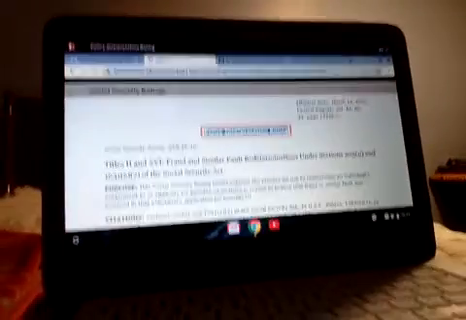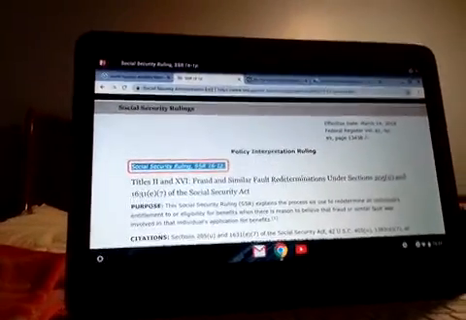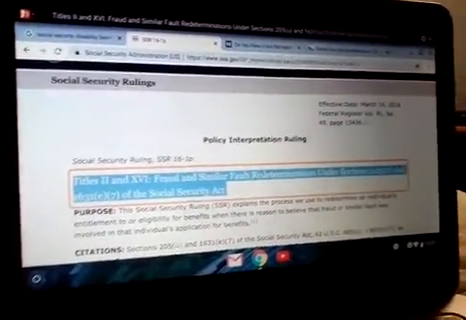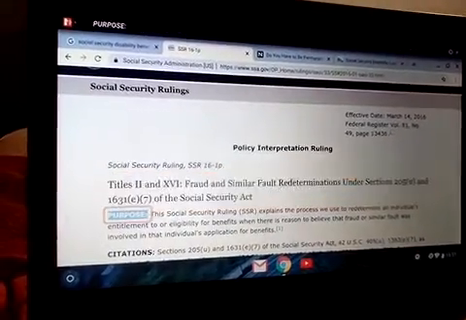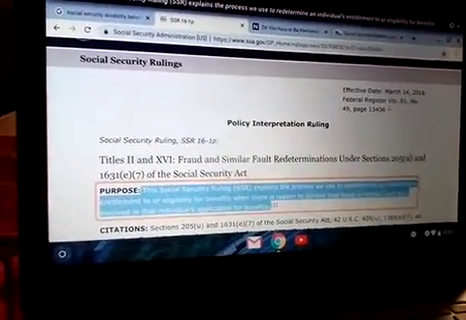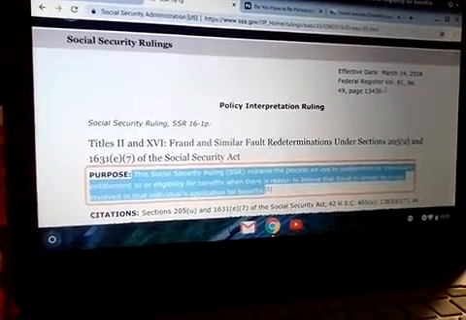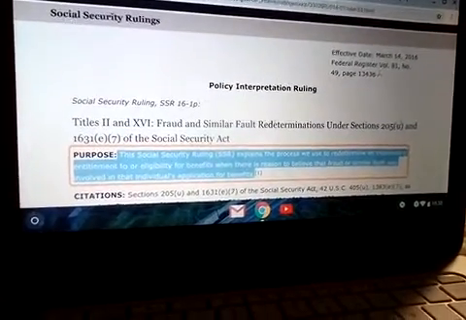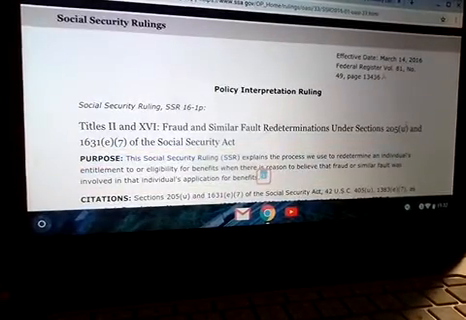Policy Interpretation Ruling. Social Security Ruling, SSR 16-1p. Titles II and XVI: Fraud and Similar Fault Redeterminations under Sections 205(u) and 1631(e)(7) of the Social Security Act. Purpose. This Social Security Ruling, SSR, explains the process we use to redetermine an individual's entitlement to or eligibility for benefits when there is reason to believe that fraud or similar fault was involved in that individual's application for benefits.